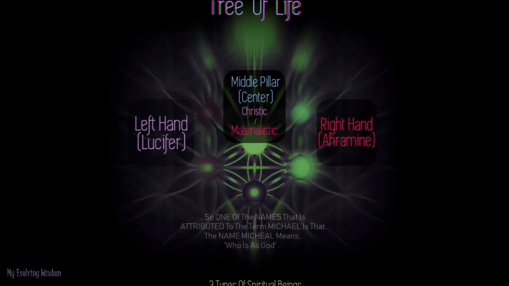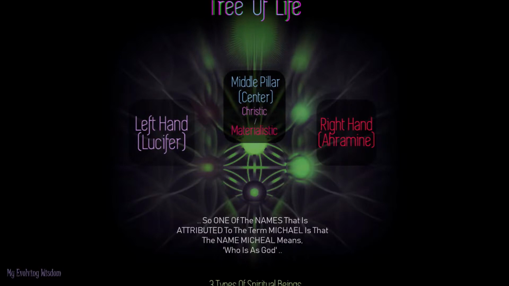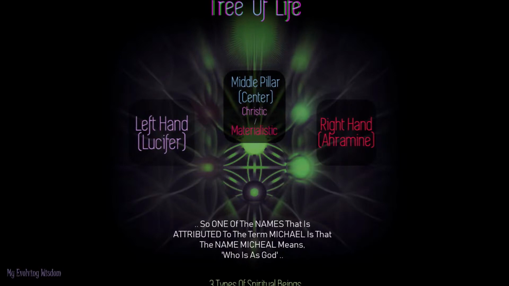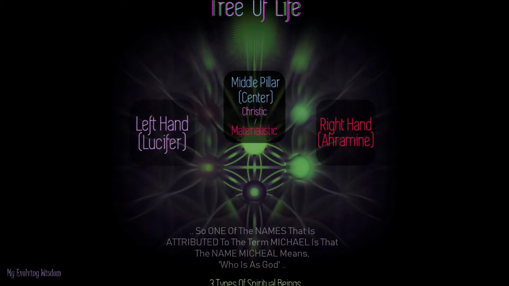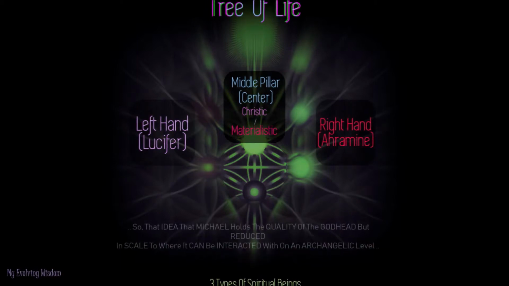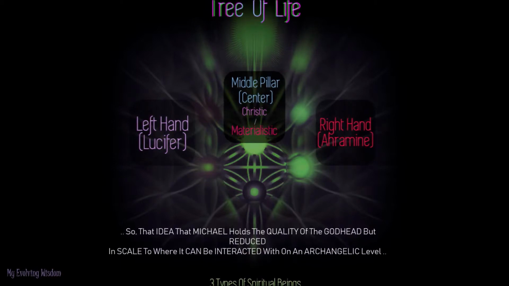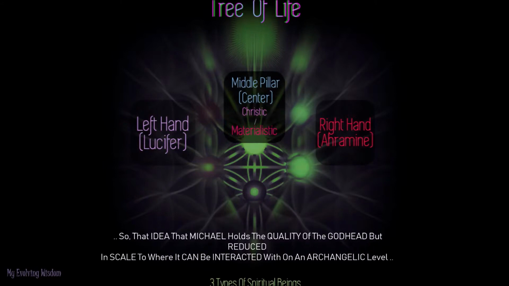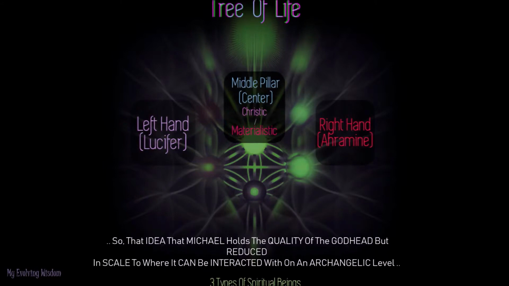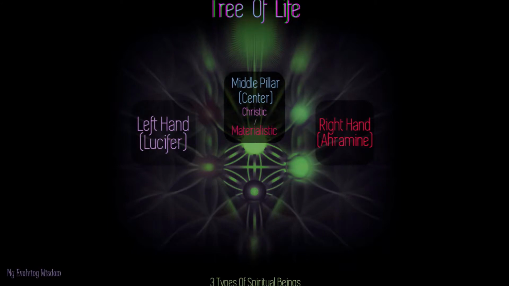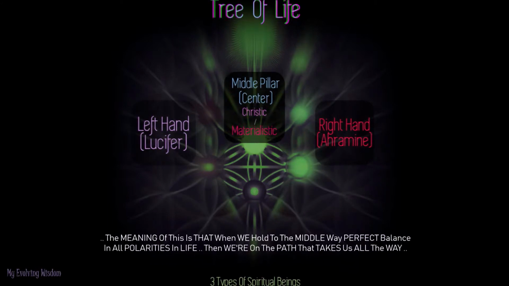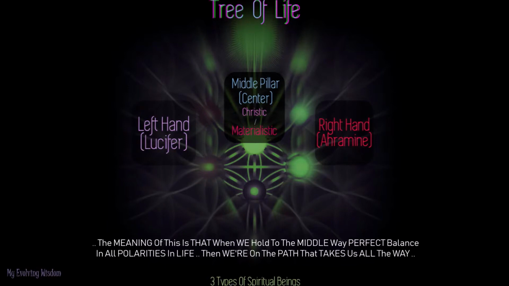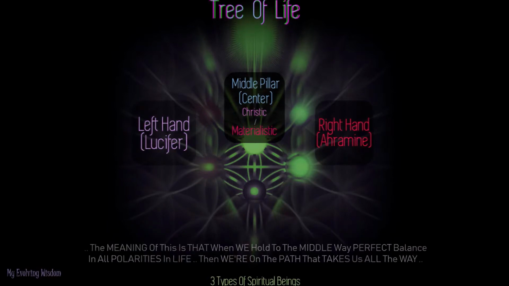And so one of the names attributed to the term Michael is that the name Mikael means "who is as God." That idea is that Michael holds the quality of the Godhead, but reduced in scale to where it can be interacted with at an archangelic level. The meaning of this is that when we hold to the middle way, perfect balance in all polarities in life, then we're on the path that takes us all the way.